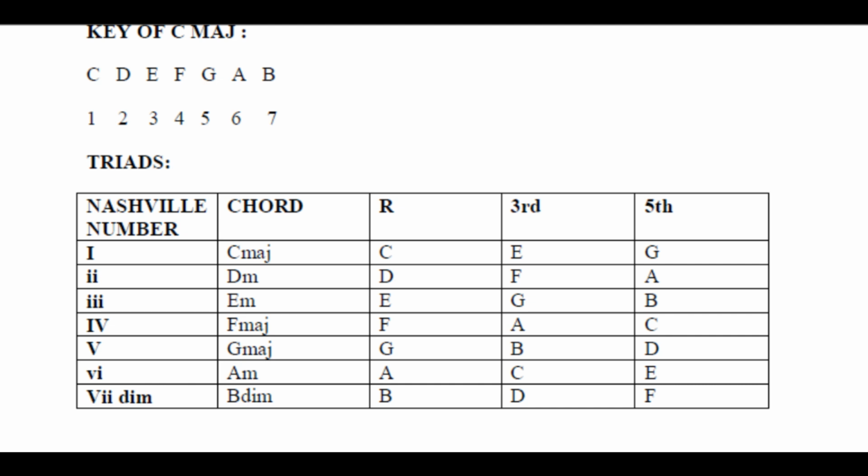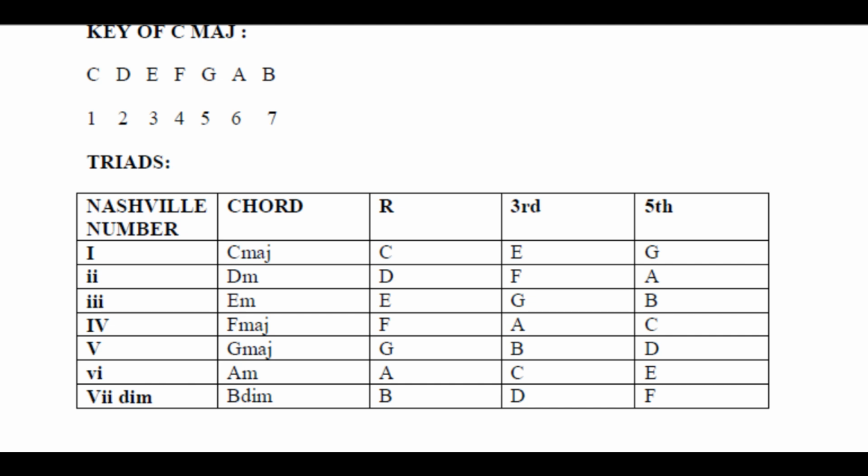The A has the A minor chord, A, C and E, and the B note gives us the B diminished triad, which is the B, D and F. So in the diminished triad, we have a root, a minor third and a flattened fifth, which is the F note in context to the B.